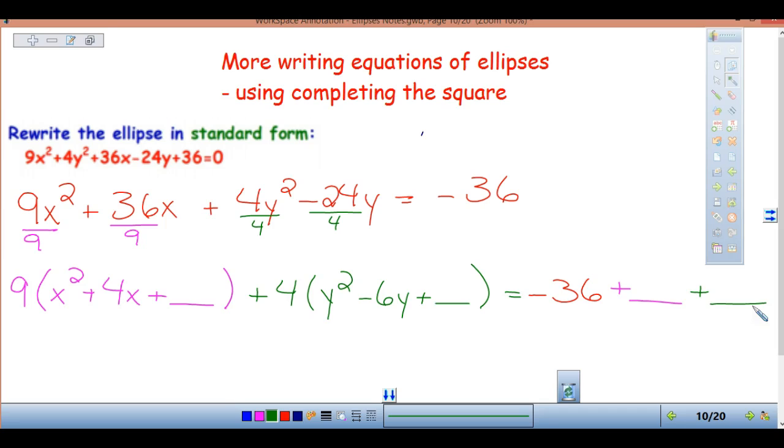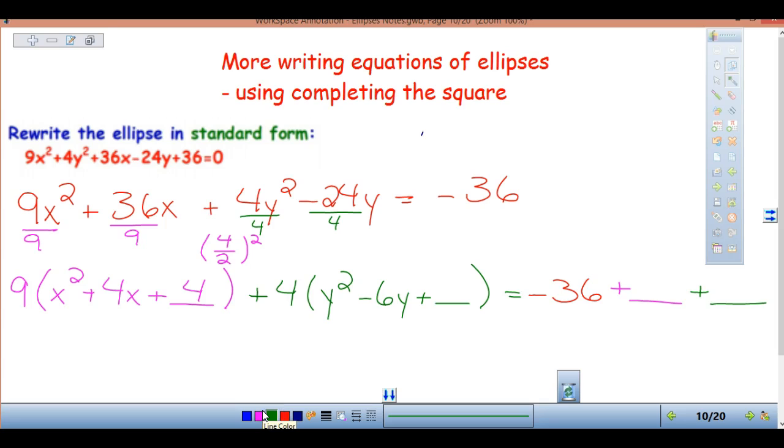Okay, think about it in your head here for a second. How do we complete the square? What do we need to do? See if you remember. So now, to get that number, you take half of that middle one, which is 4. So 4 divided by 2, and then I'm going to square that. So that's going to give me 4.